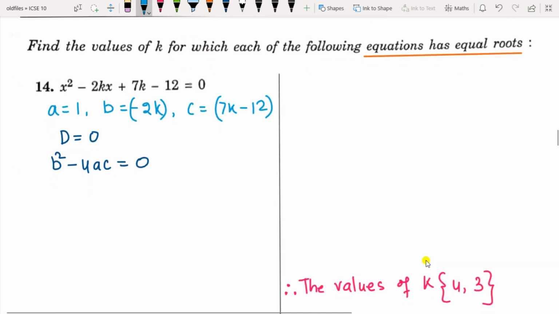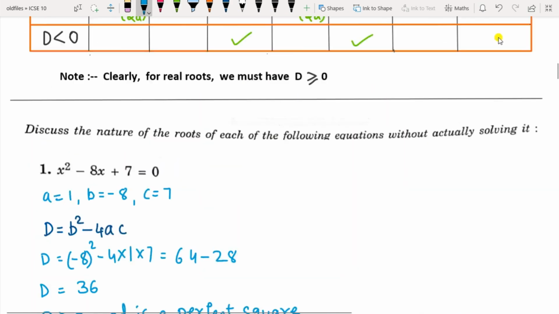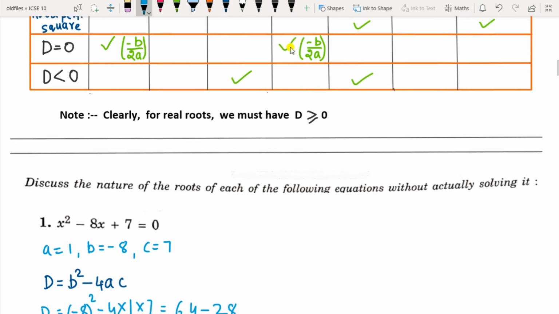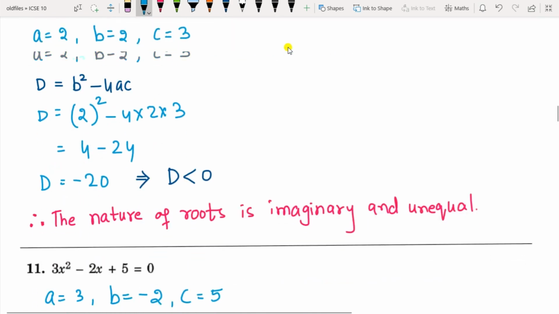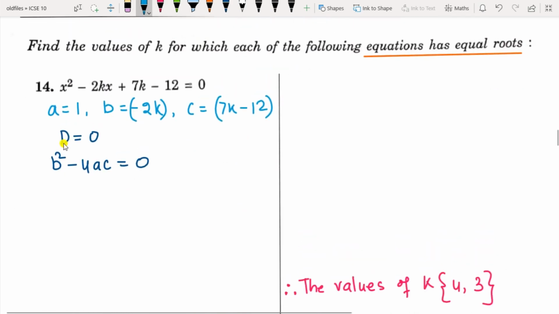Now the next question is to find the value of k for which each of the following equations has equal roots. Now it is given that the equation has equal roots. When the equation has equal roots, we have seen above in the chart that D is equal to 0. So D should be equal to 0 when it is given that the equation has equal roots.